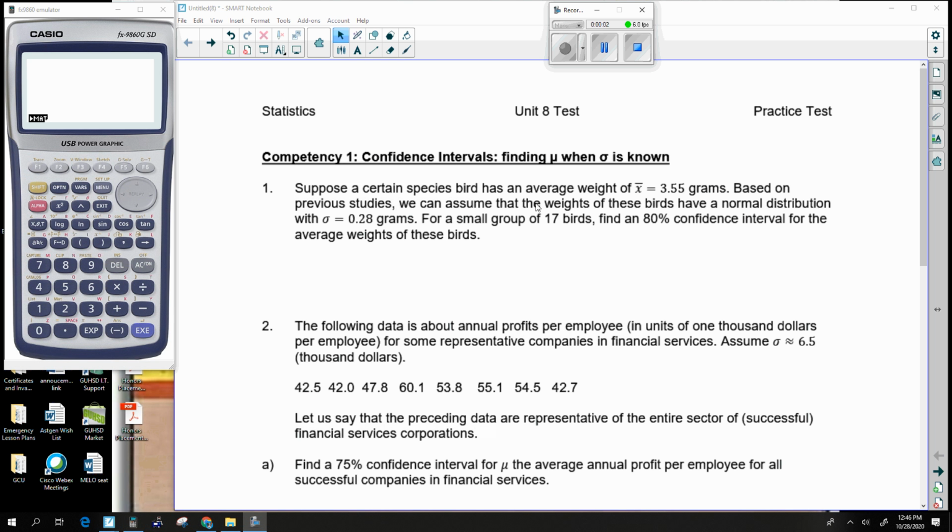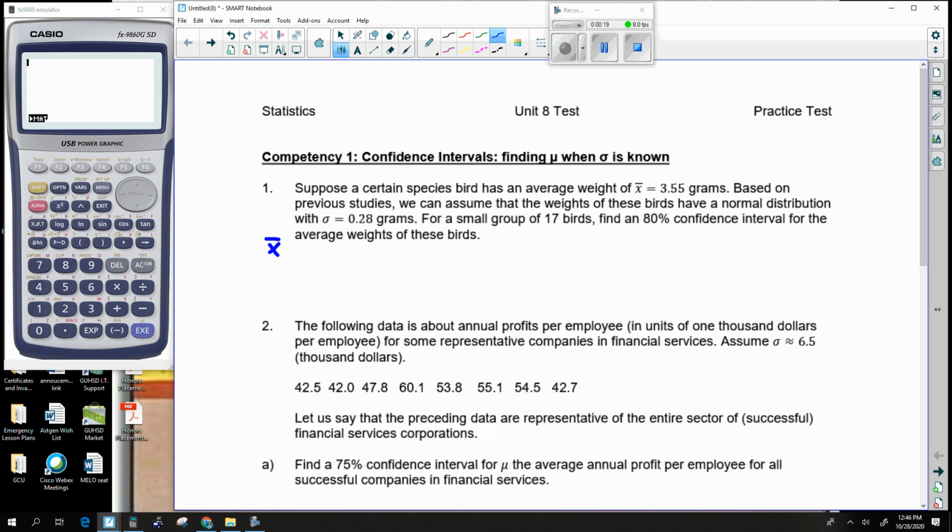Okay, welcome back, everybody. This is the practice test of Unit 8. So let's go ahead and get started with this one. Here we begin off with sigmas. So let's set this up in knowing how to deal with sigmas.